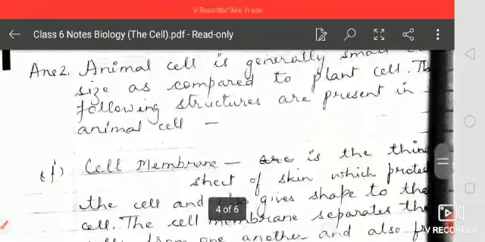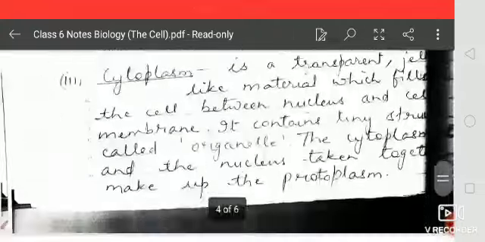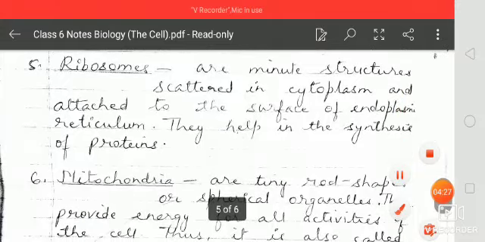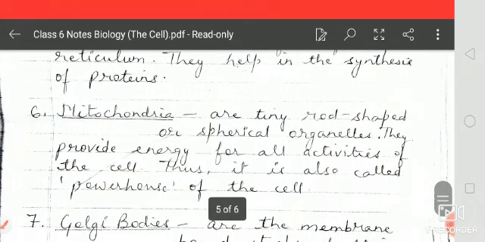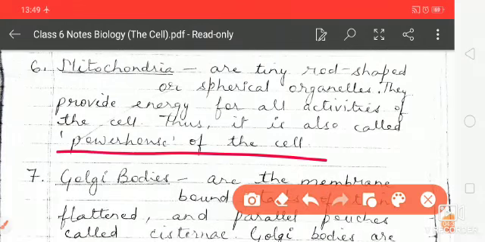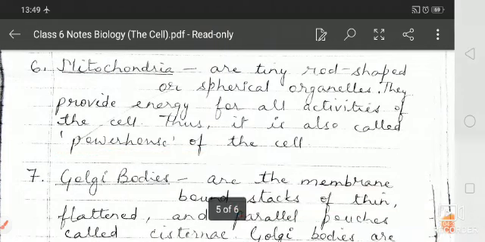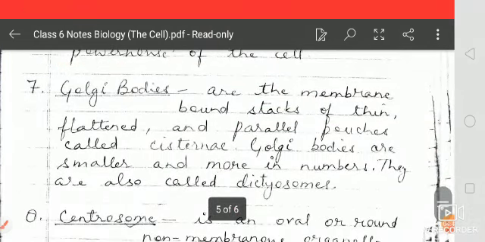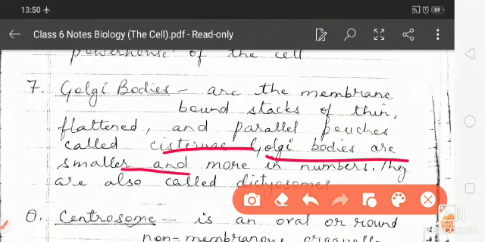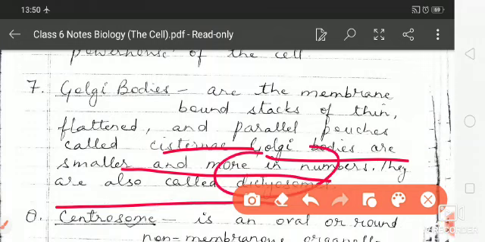So students, in animal cells also cell membrane, nucleus, cytoplasm, endoplasmic reticulum and ribosomes are almost similar in both, and mitochondria act as the powerhouse of the cell in both plants and animals. Golgi bodies are membrane-bound stacks of thin, flattened and parallel pouches, which are called the cisternae. Golgi bodies are smaller and more in number. They are also called the dictyosomes.